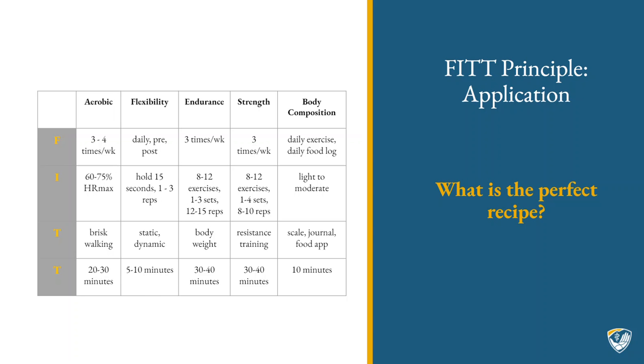So for example, we have aerobic. I want Sally to exercise 3 to 4 times a week at 60 to 75% of her heart rate max, and she's going to be brisk walking for 20 to 30 minutes. These are very quantifiable and direct things that we can share with Sally, and we can also do progressions and regressions based on her rating of perceived exertion, and then also her psychological perception of how the exercise makes her feel.